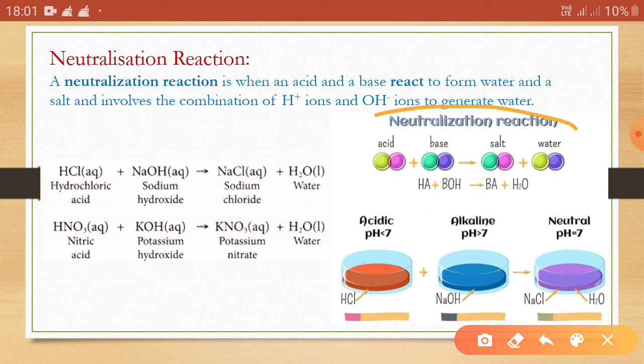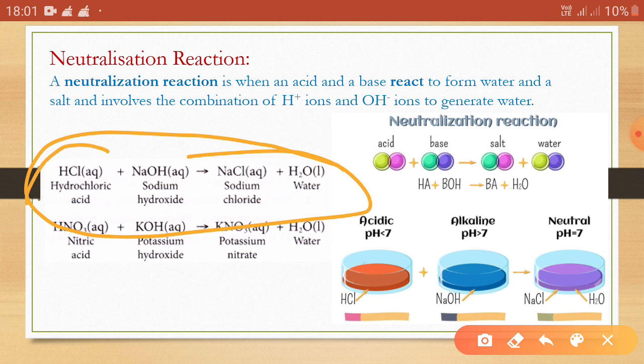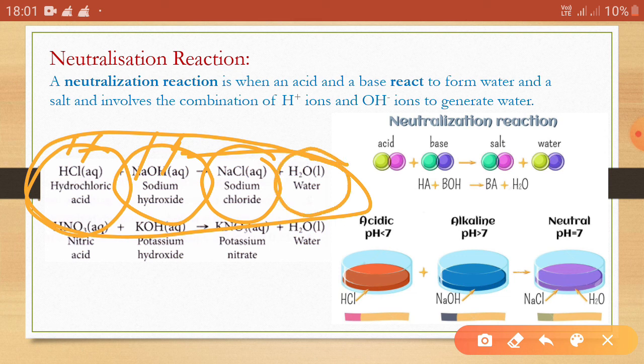Suppose look at this example. When acid and base react with each other, it gives us salt and water as a result. Taking the simple example here, this is HCl, hydrochloric acid. It is a combination of H, hydrogen, and Cl, chlorine. When it reacts with NaOH, sodium hydroxide, Na for sodium, OH means hydroxyl ion, it gives us NaCl as a salt, that is sodium chloride, and gives us water, H2O.